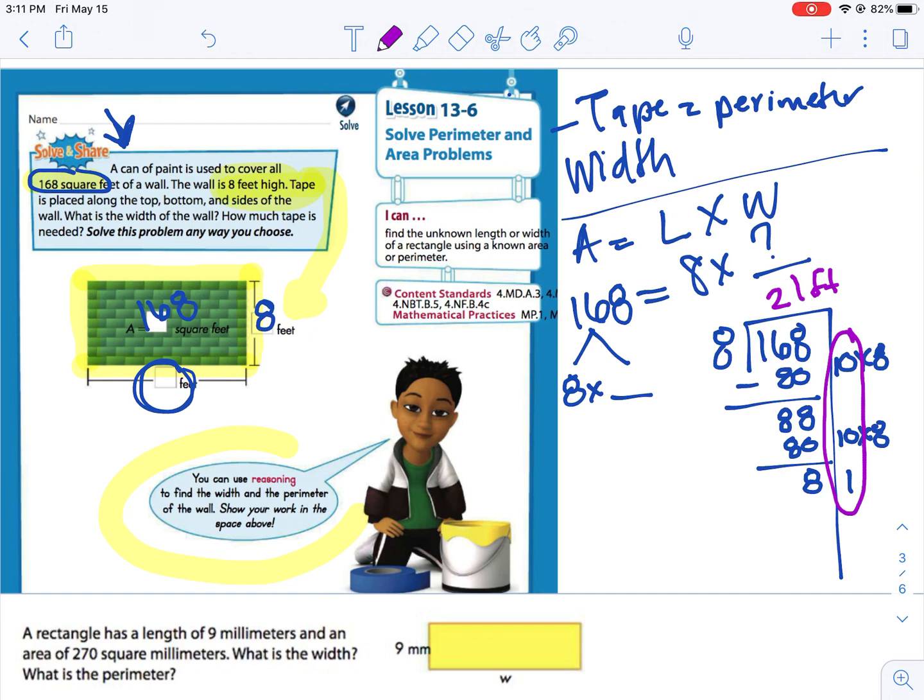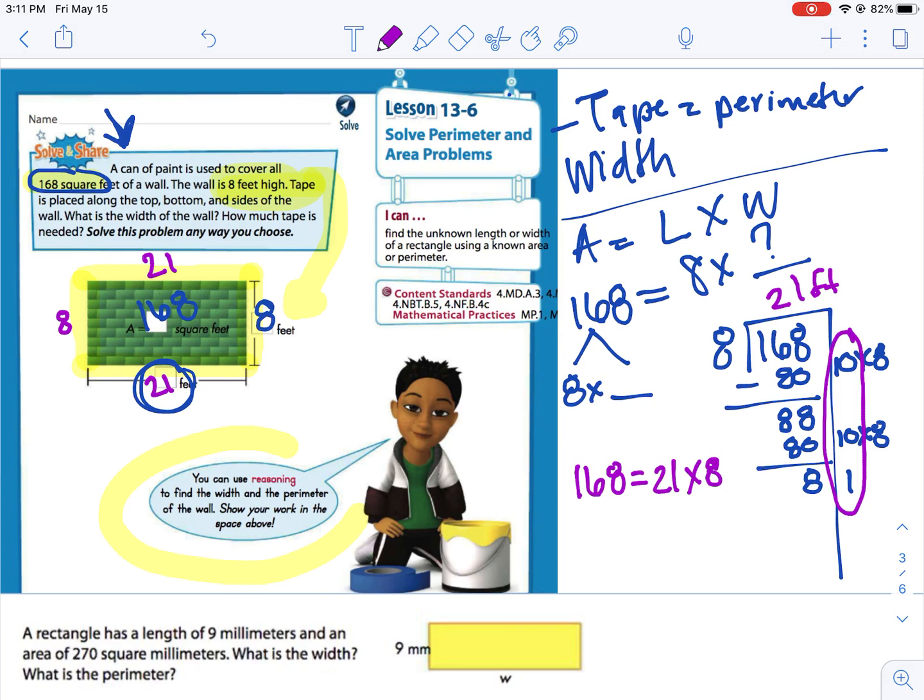So that means the area, 168, equals 21 times 8. So if that's 8, well, we know opposite sides are congruent. So this is 8, and so I know this is 21. So what is this over here? 21. And I've got that.